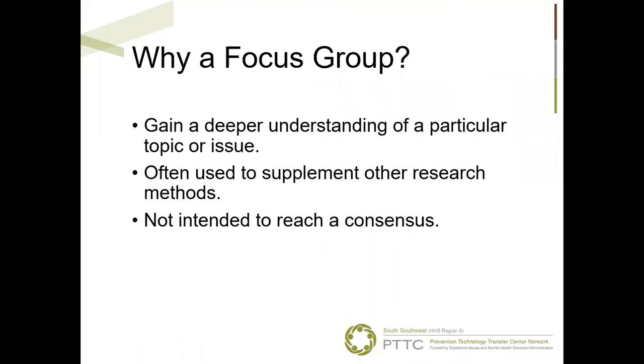So as I've talked about, why do a focus group? Well, to gain a deeper understanding of a particular topic or issue. I'll tell you how this worked in one community that I worked with. We did one of those national surveys that you can pay a group to do, and they send you the surveys and you get them done, and you send them off, and then they send you a report.